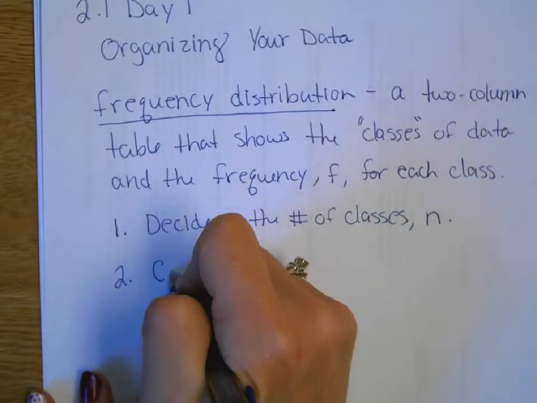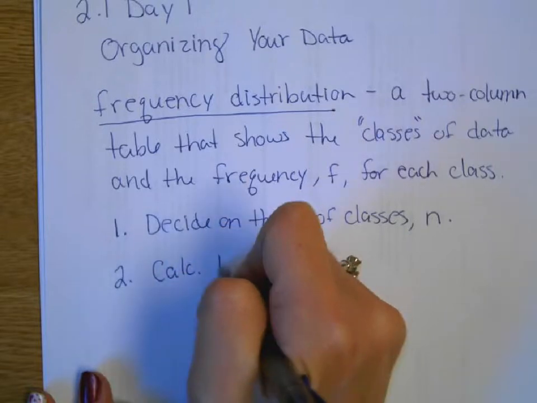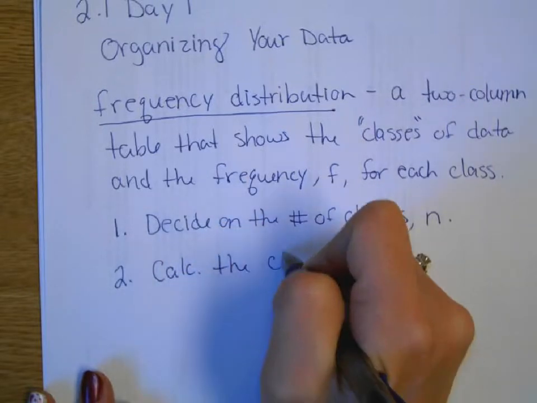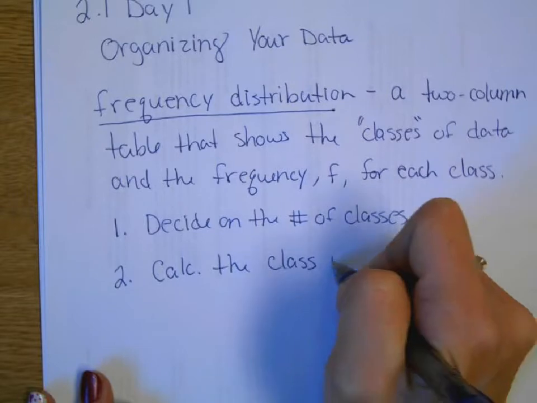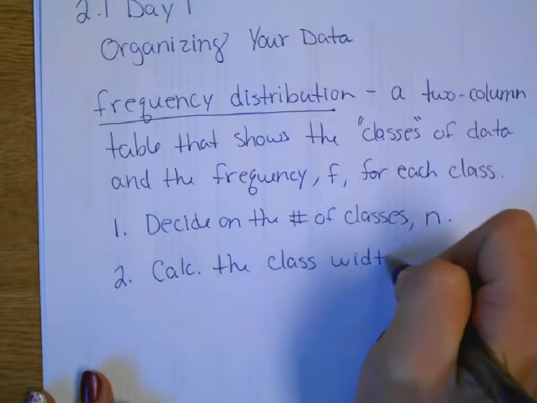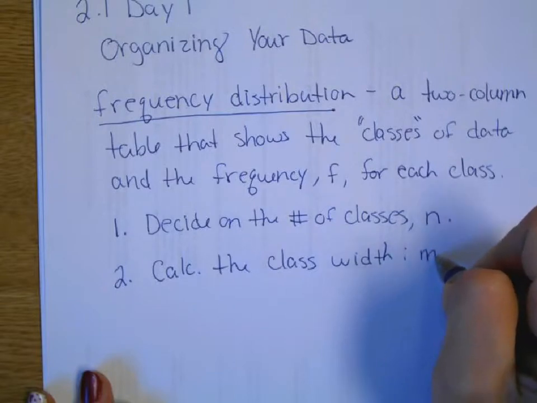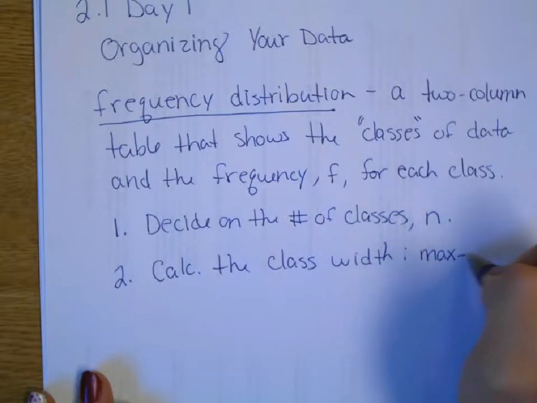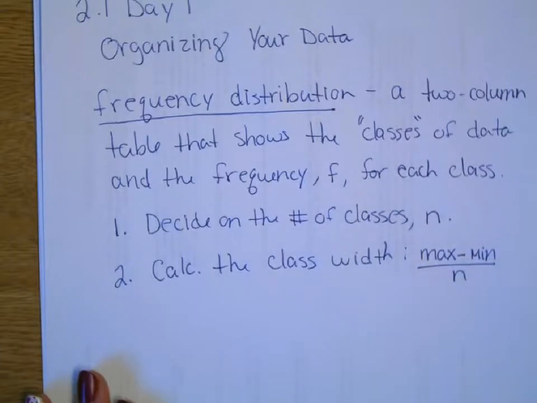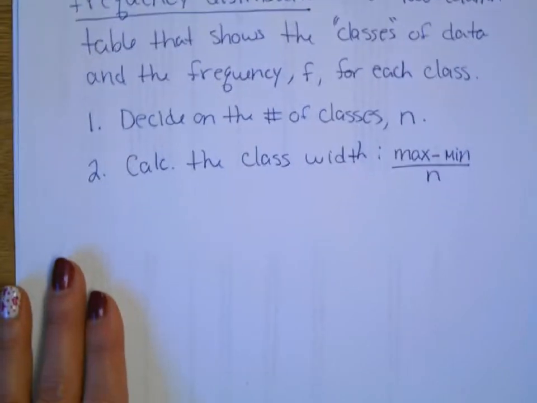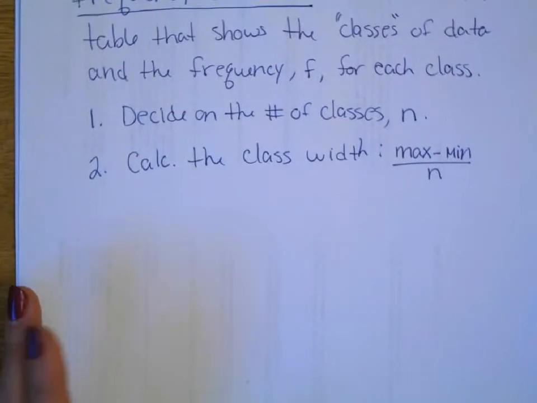After that, you calculate the class width. To do that, you take your maximum value, subtract your minimum value, divide by the number of classes. Most often, this will come out a decimal number. Very seldom is it going to come out a whole number. You won't get that lucky.